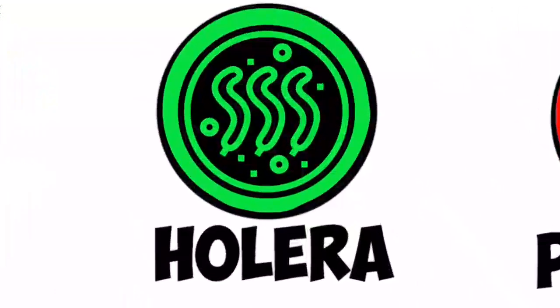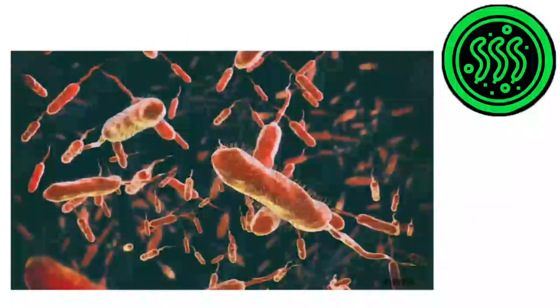The next disease is cholera. Cholera is a contagious disease of the intestinal tract caused by the bacterium Vibrio cholerae. It is characterized by severe watery diarrhea, vomiting, and dehydration, and can be fatal in severe cases.